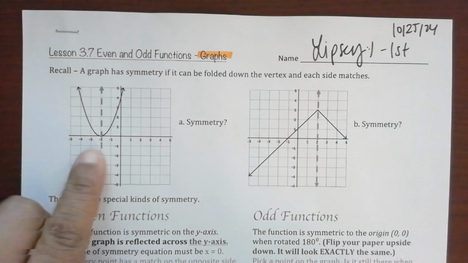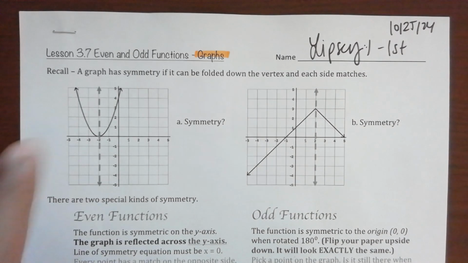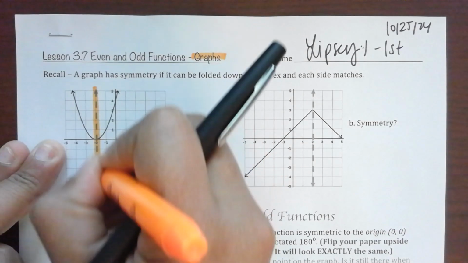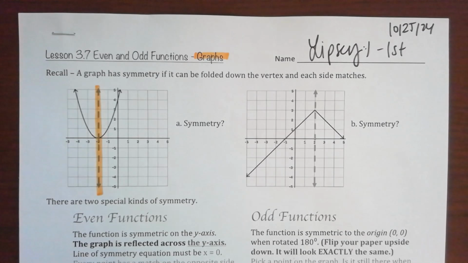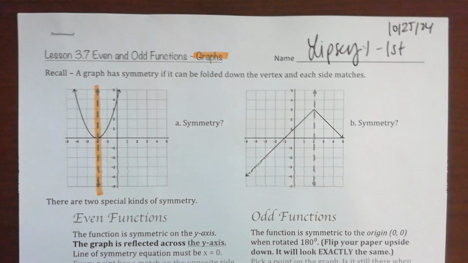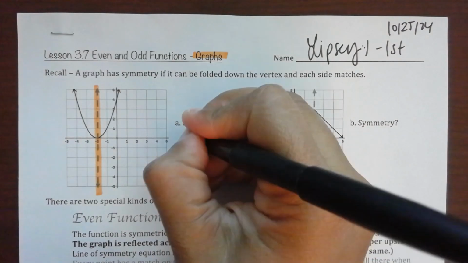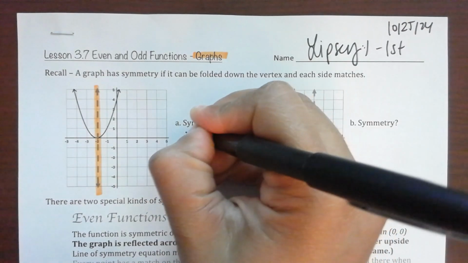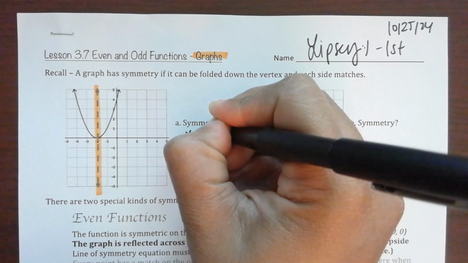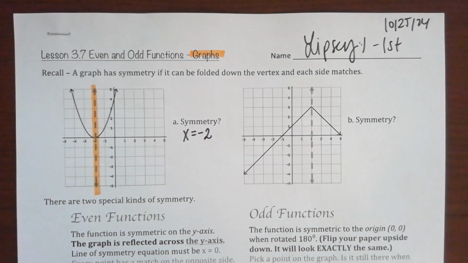Does letter A have symmetry? Yes. Where does it have symmetry? How do I write that equation? Not quite. -2, 0. -2, 0 because it's an x-intercept, but that's a point. I need an equation. X equals. Perfect. That's exactly what we're looking for. Any questions?